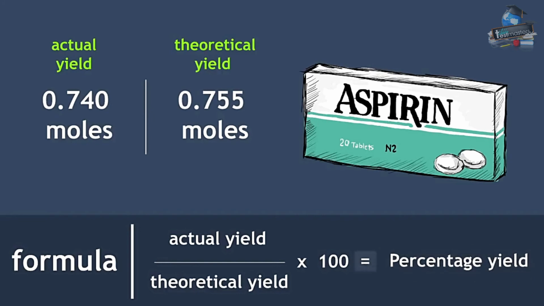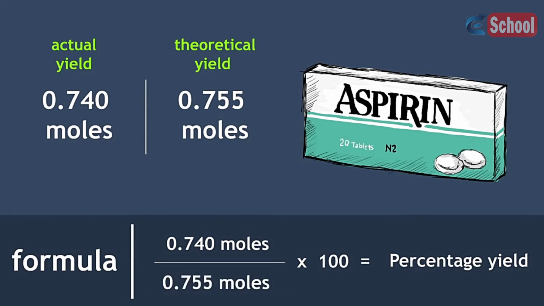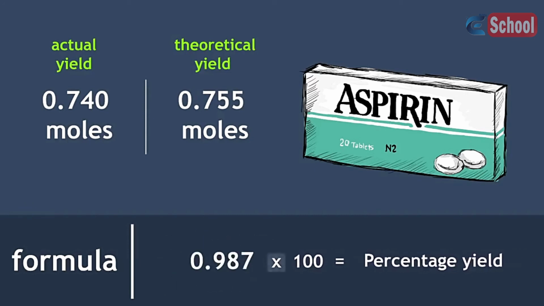Percentage yield equals actual yield divided by theoretical, multiplied by 100. In this reaction, we have an actual yield of 0.74 divided by a theoretical 0.755 moles, which equals 0.98. Multiply this by 100 to find a percentage yield of 98%.